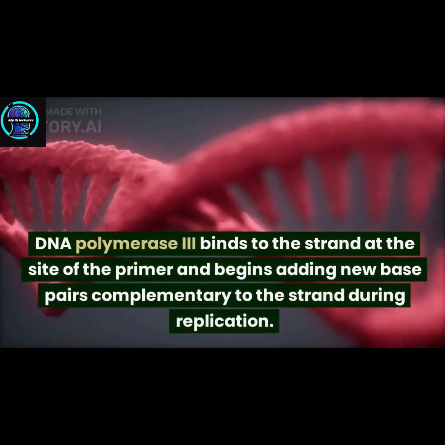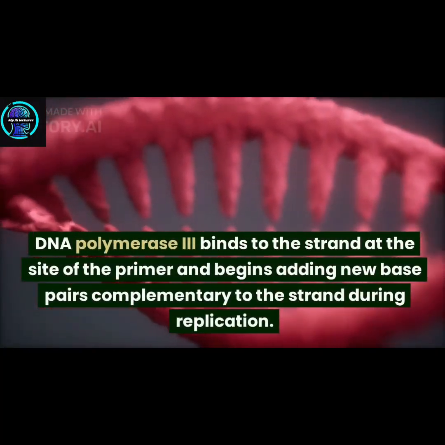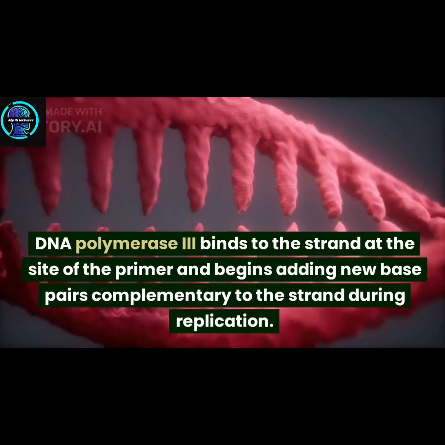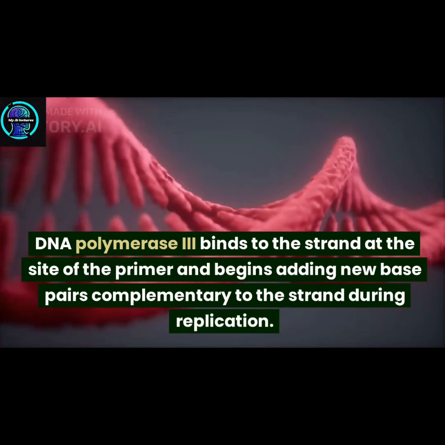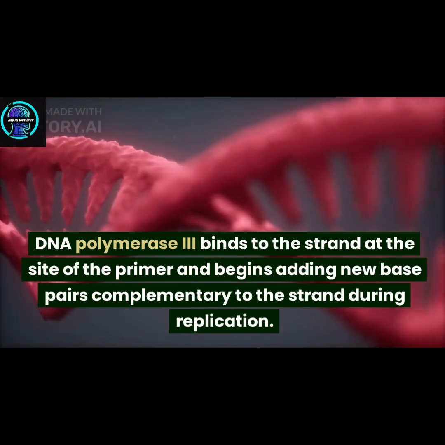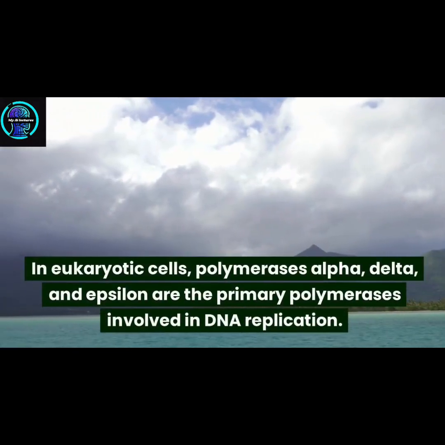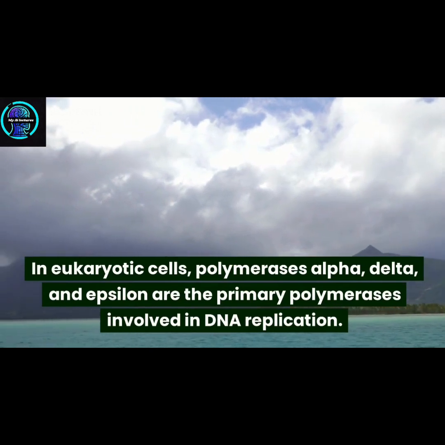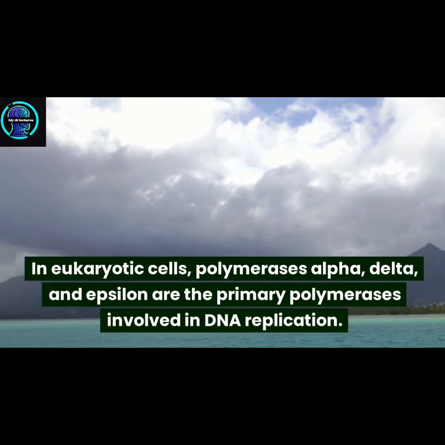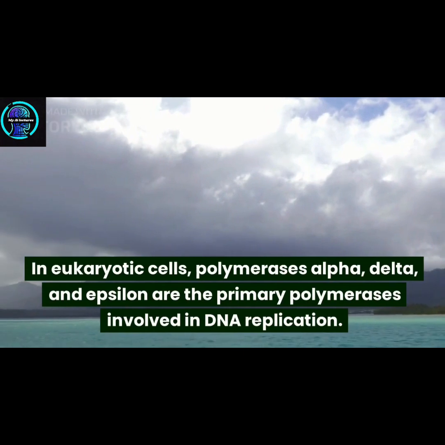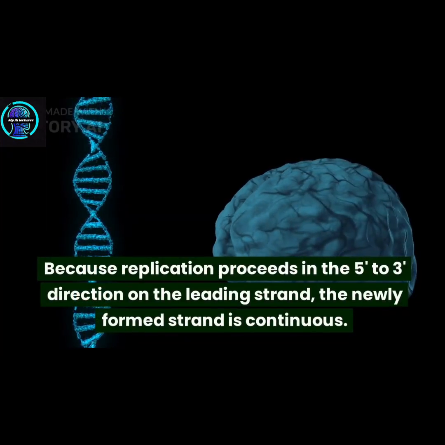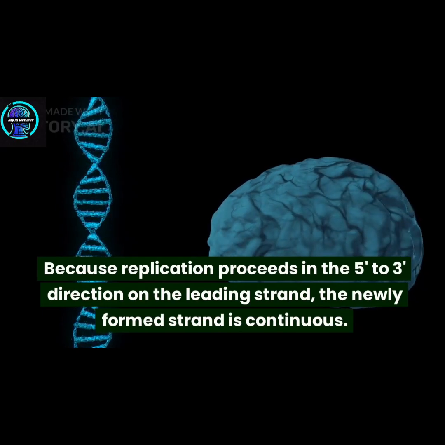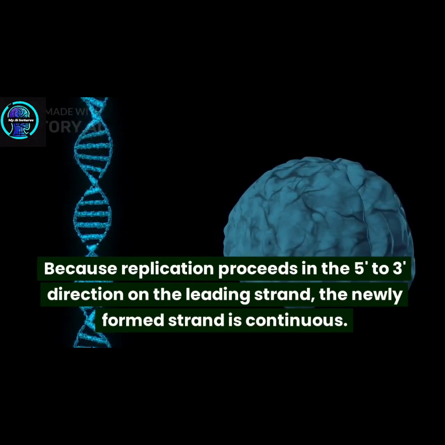DNA polymerase 3 binds to the strand at the site of the primer and begins adding new base pairs complementary to the strand during replication. In eukaryotic cells, polymerases alpha, delta, and epsilon are the primary polymerases involved in DNA replication. Because replication proceeds in the 5' to 3' direction on the leading strand, the newly formed strand is continuous.